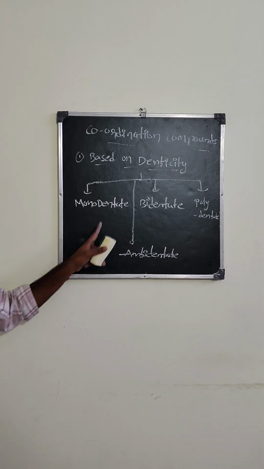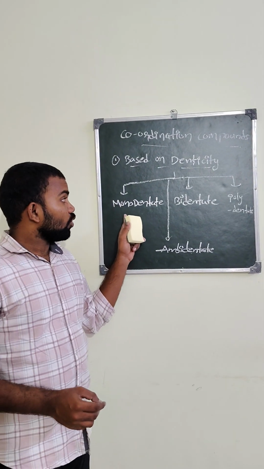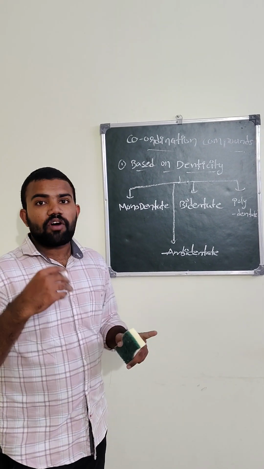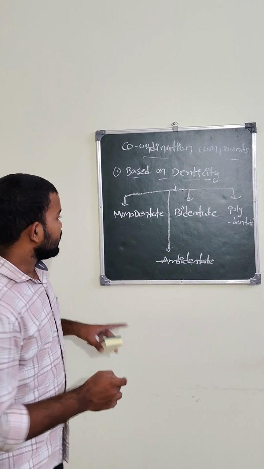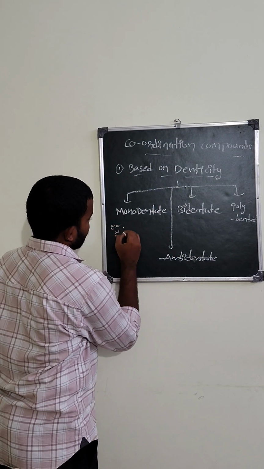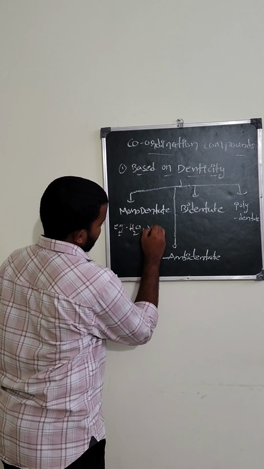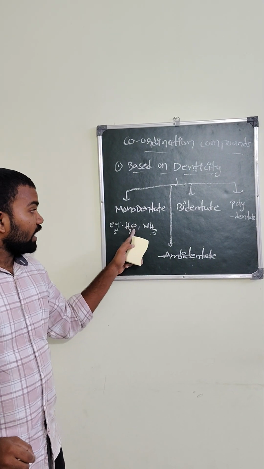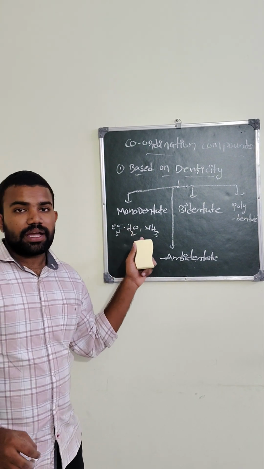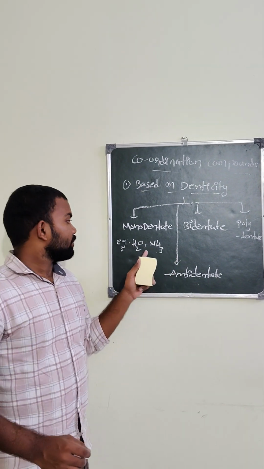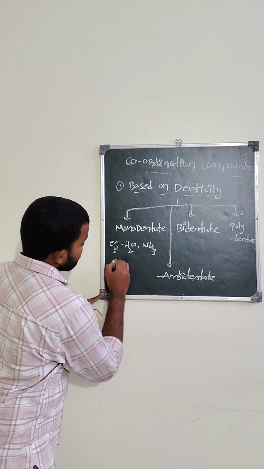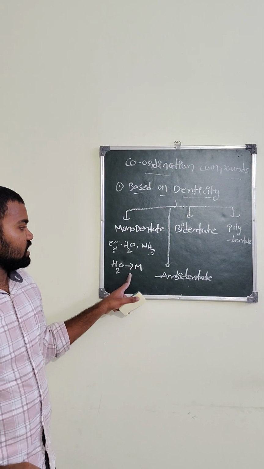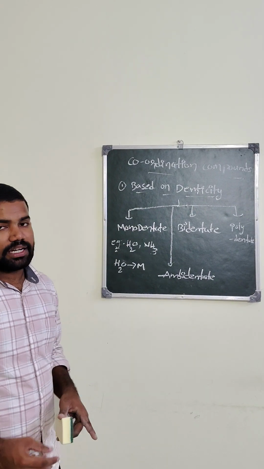So what is a monodentate ligand? If a ligand is coordinated with one atom to the metal atom with one pair of electrons, okay? For example, if I take H2O, NH3, so here denticity is 1. It means one atom donates its pair of electrons to the vacant d orbitals of the metal. Here oxygen is donated to the metal, so its denticity is 1. That is called a monodentate ligand.